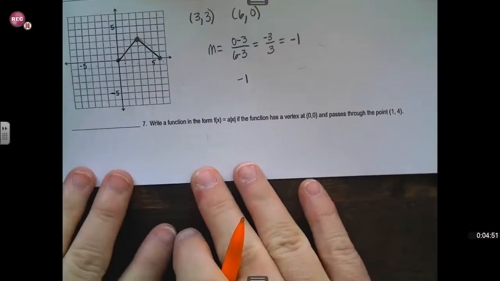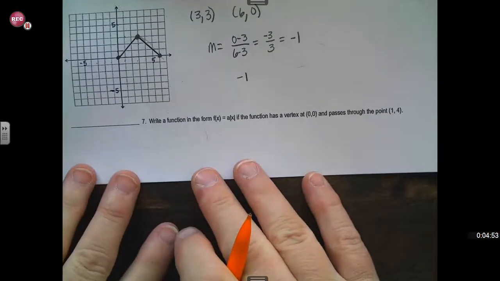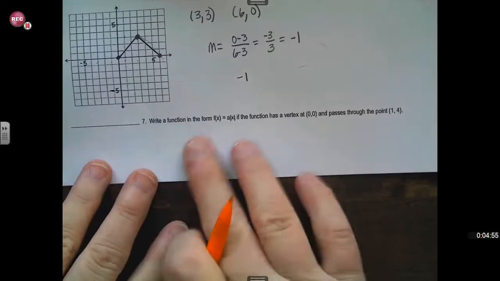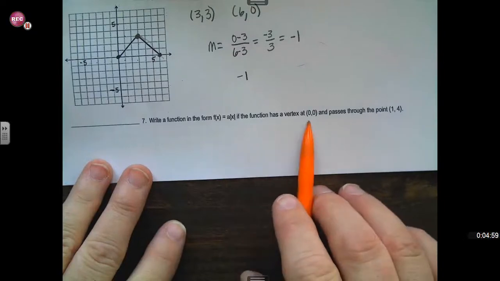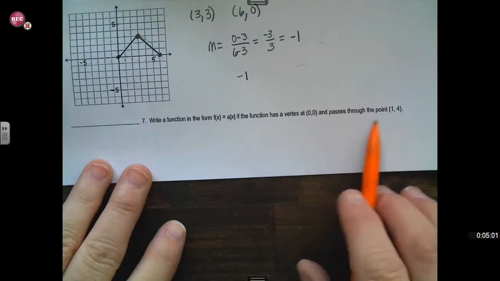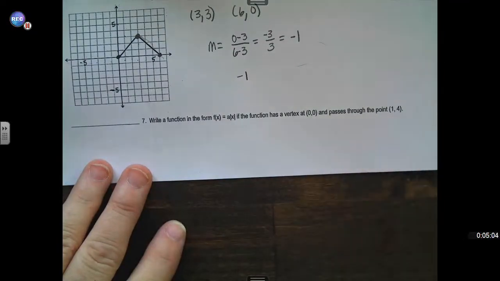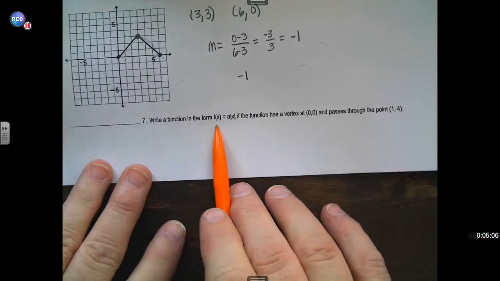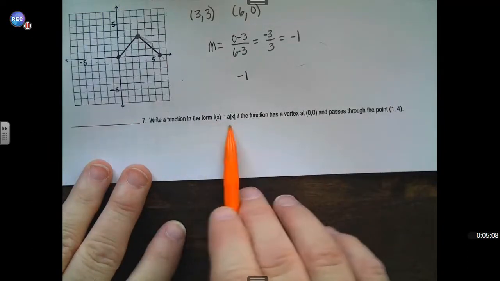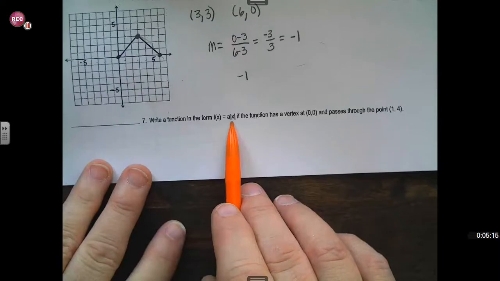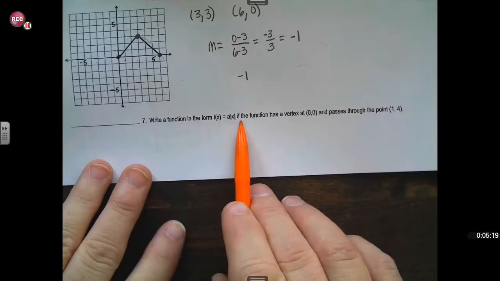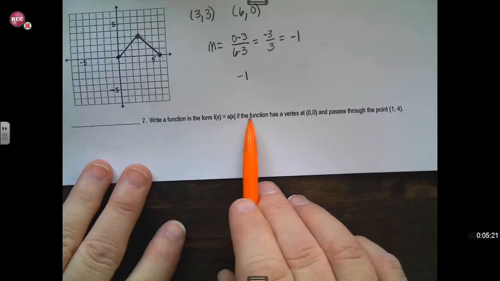Then number 7 down here, write a function in the form f of x equals a times the absolute value of x. The vertex is 0, 0, and it passes through the point 1, 4. Well, if the vertex is 0, 0, then this is my equation without knowing what a is yet. The x coordinate of the vertex is 0, so I add or subtract 0 in there, and the y coordinate of the vertex is 0, so there's a plus 0 out here.